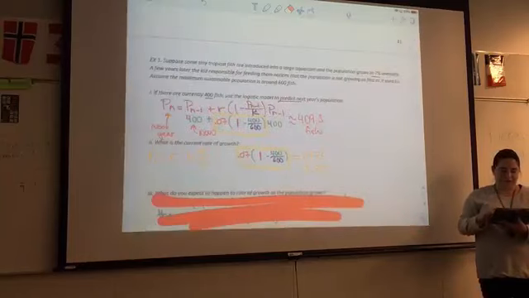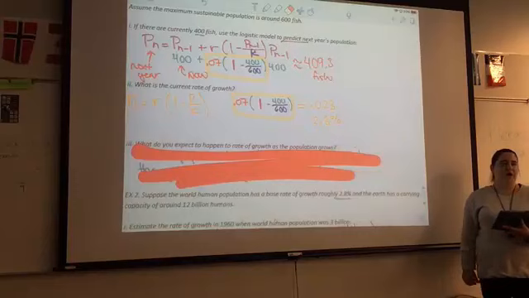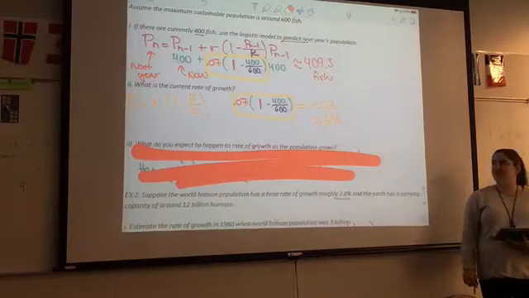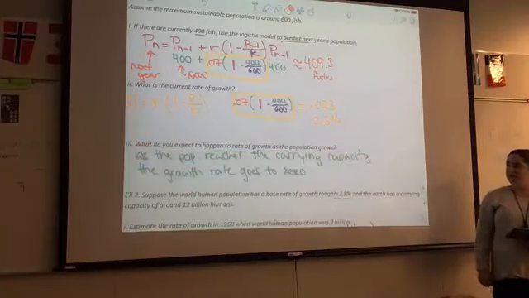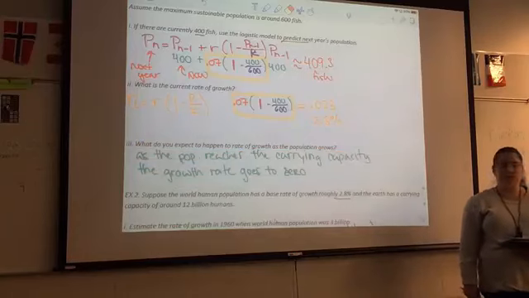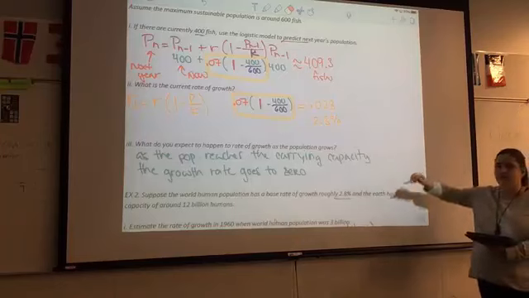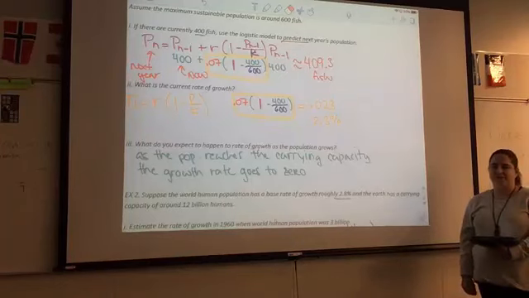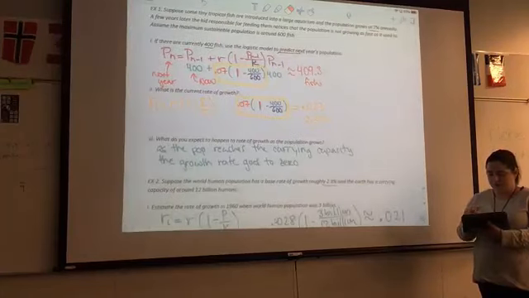All right. What do you expect to happen to the rate of growth as population grows? In general, guys, what's going to happen to this rate of growth as the population gets closer to 600? As the population reaches the carrying capacity, the growth rate goes to 0. That's that triangle graph on the previous page. Okay.